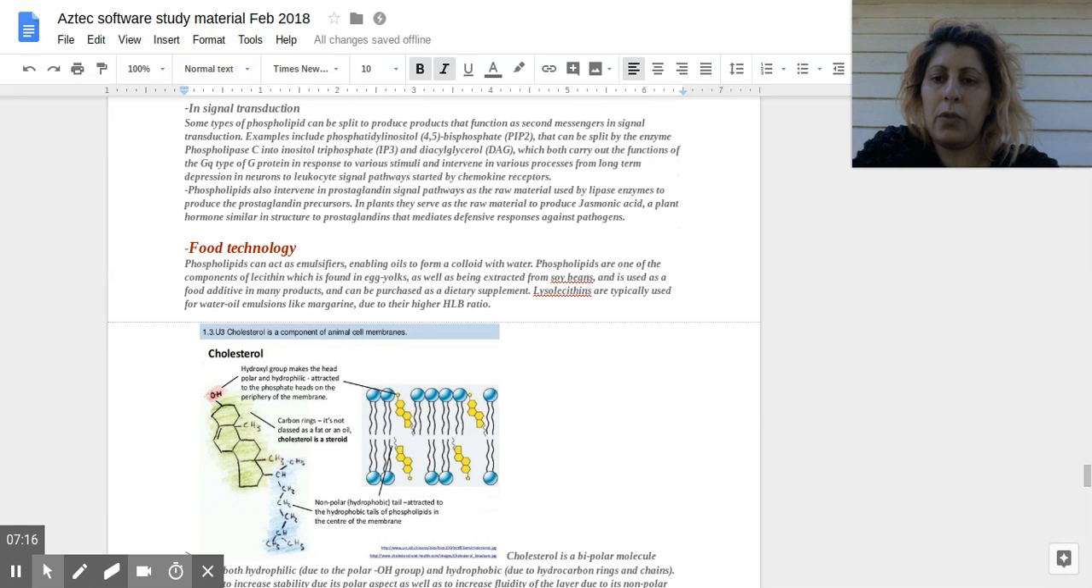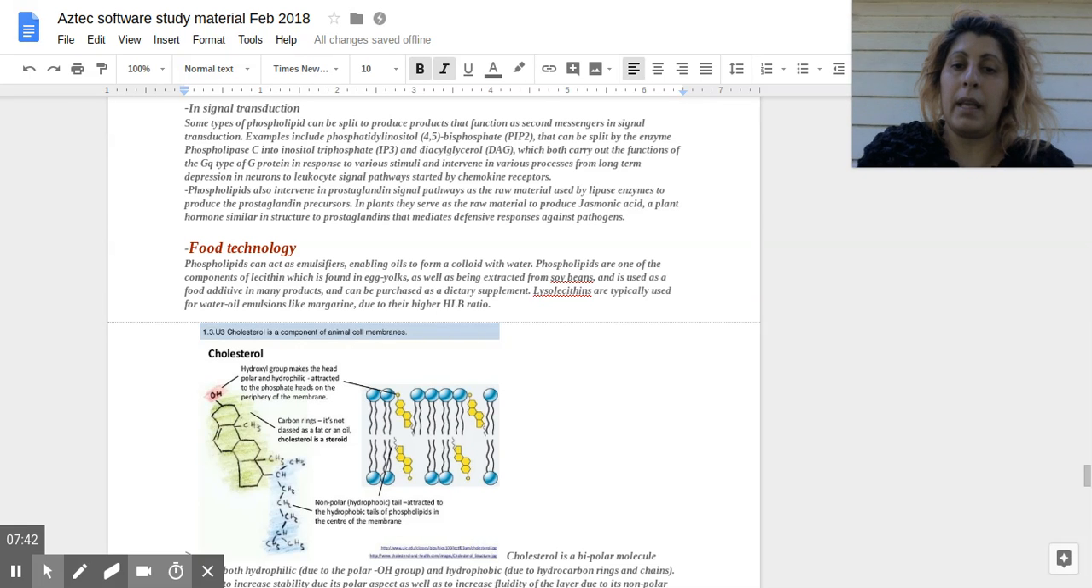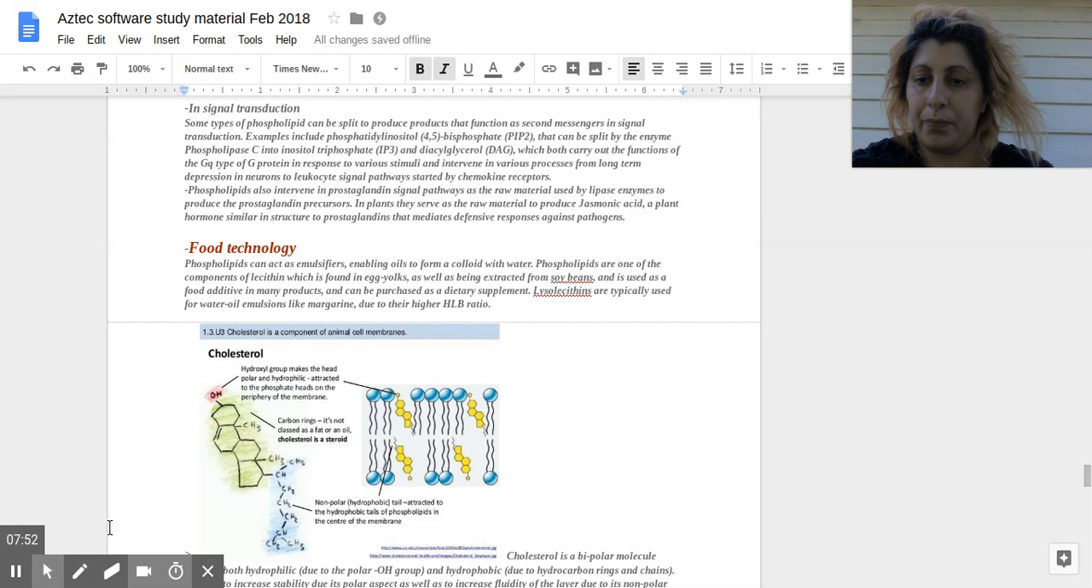So next section is food technology. Phospholipids can act as emulsifiers, enabling oils to form a colloid with water. Phospholipids are one of the components of lecithin, which is found in egg yolks, as well as being extracted from soybeans and is used as a food additive in many products, and can be purchased as a dietary supplement. Lysolecithins are typically used for water-oil emulsions like margarine due to their higher HLB ratio.